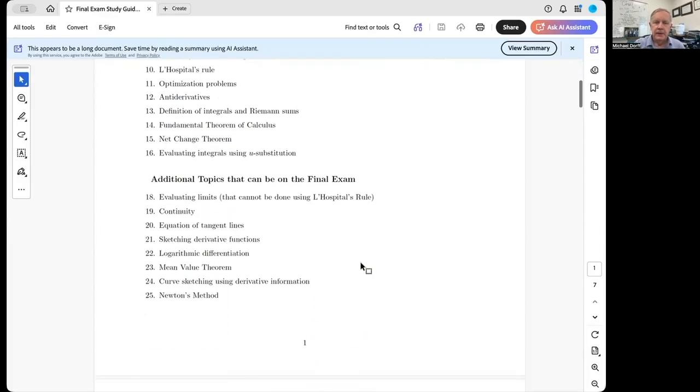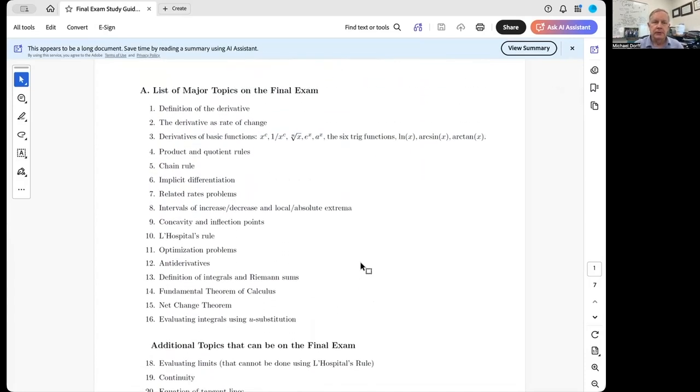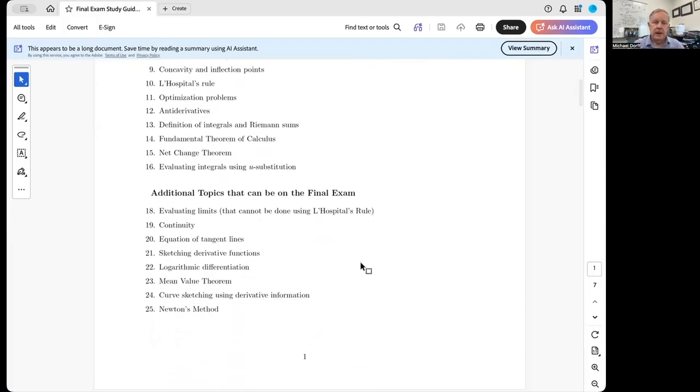After this, there is a list of 8 or 9 additional topics here. Could be on the final exam. They're not as common. They're not as important as the previous list, but they could appear. So you should know how to do these problems too. But if you only have time to focus on one thing, I would focus on the original list of major topics and then look at the additional topics.